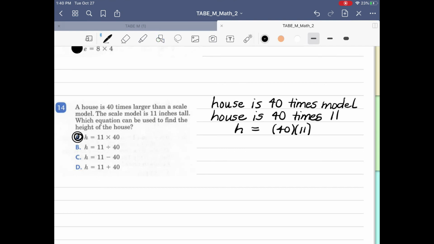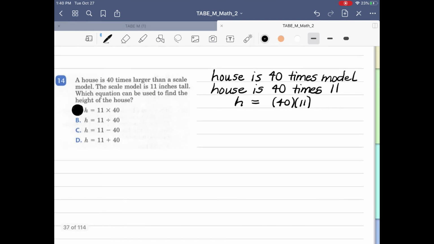Let's go ahead and find it. I can't stand to see it not finished. I also like to know if my answer makes sense. So 11 times 40, you can just bring that 0 down and then multiply around it. So the height of the house is 440 inches. And just suppose they wanted us to turn that into feet. Let me show you how to do that, because that happens a lot.